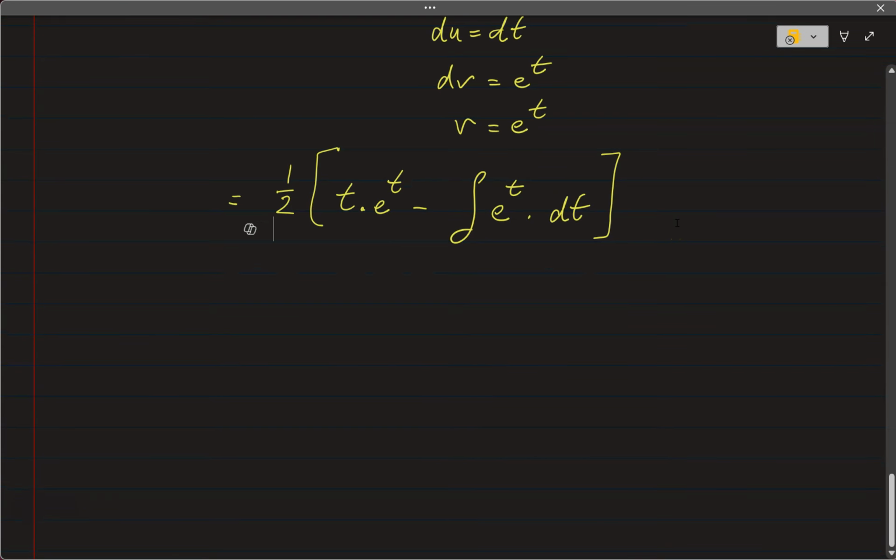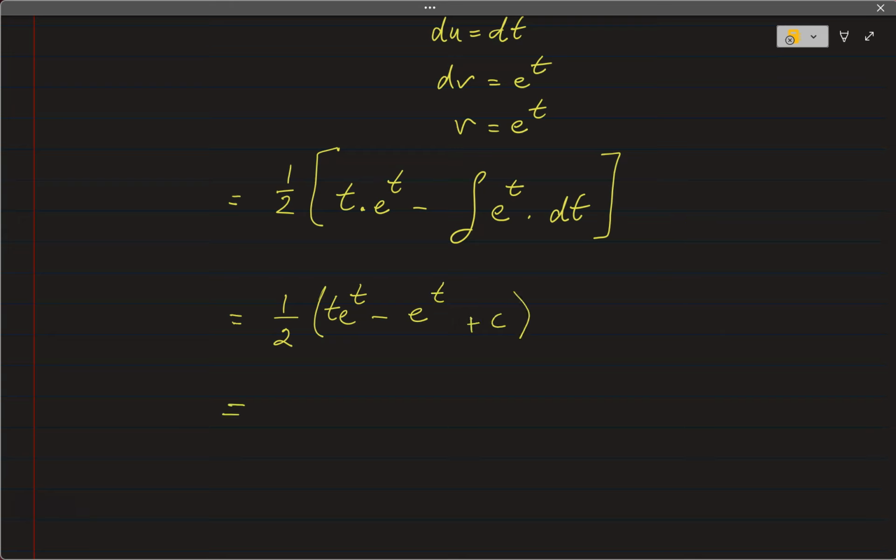Excellent. All right. Now, leave the half alone if you want to, and then let's do the integration, and that's easy. That would be 1/2 t e to the t minus the integral of e to the t, which is just e to the t, and then plus c.